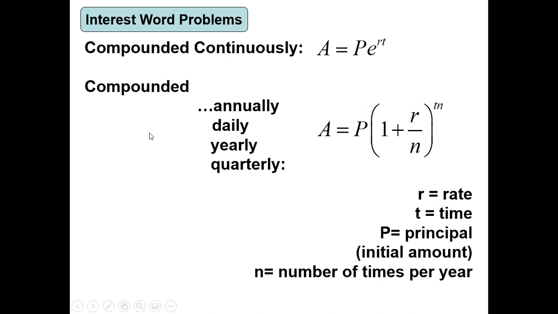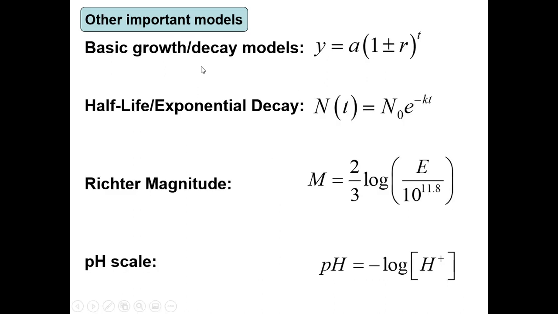Okay? Now, if it's compounded on a periodic basis, like annually, daily, quarterly, well, then we're going to introduce this n, which is the number of times that we're going to compound it per year. So if it's monthly, we would do it 12 times per year. If it was annually, we would just do it once per year. So again, come back and revisit this slide if you need to remember those equations. And here are some other ones.